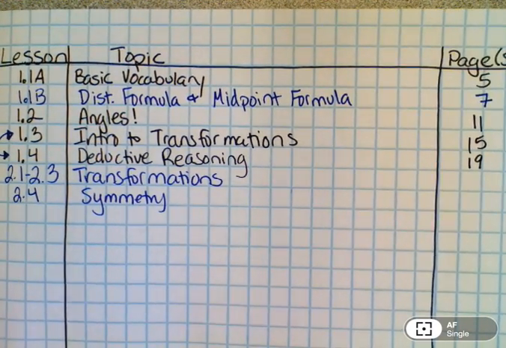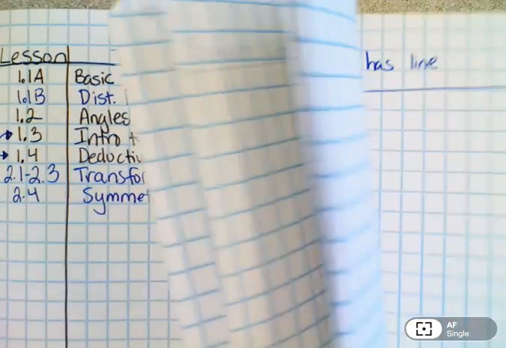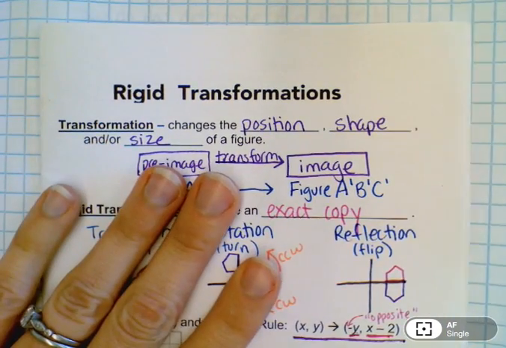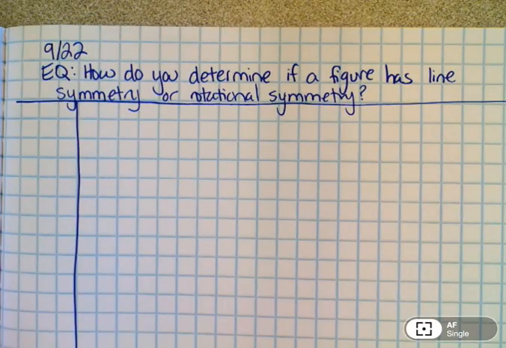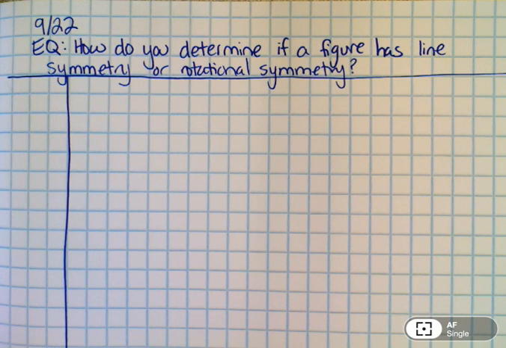So pause if you need to get all that down, and then I'm going to turn to my next blank page, which is here, and I will go ahead and glue my rigid transformations book onto that page at some point, and then turn the page, and these are today's notes. I put today's date, but you put whatever it is when you're watching the video. And then the essential question: how do you determine if a figure has line symmetry or rotational symmetry?